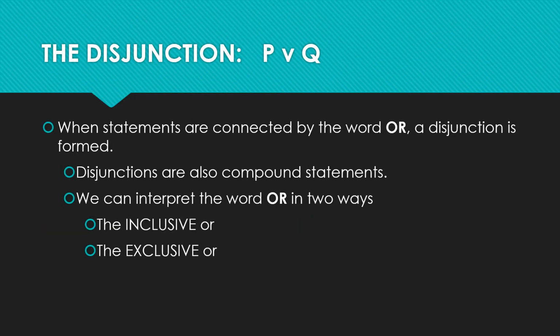Now we're moving on to our third symbol, which is the symbol for a disjunction. Just like how a conjunction was the word and, a disjunction is the word or.